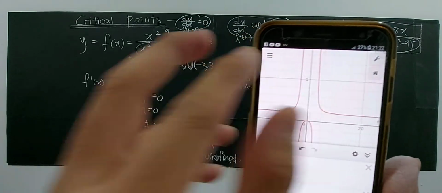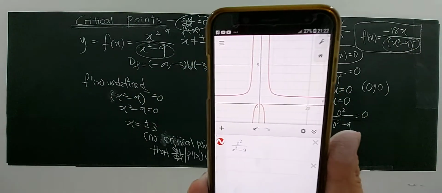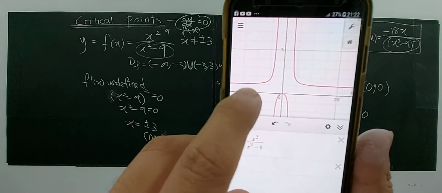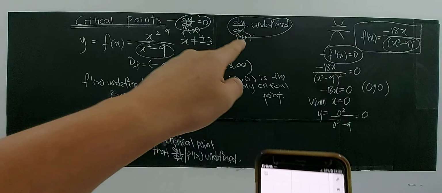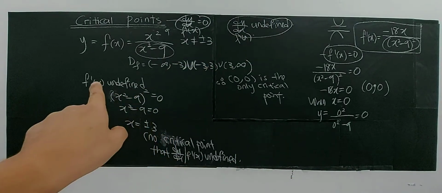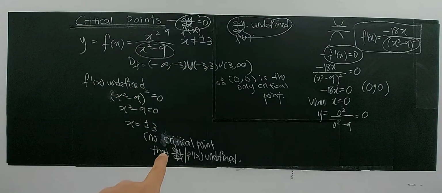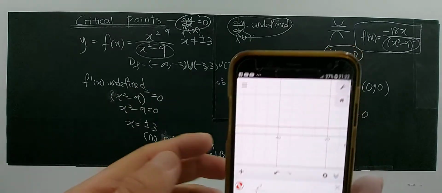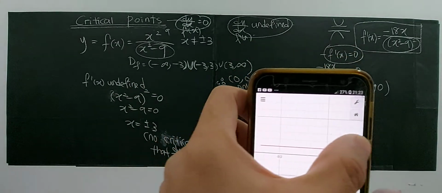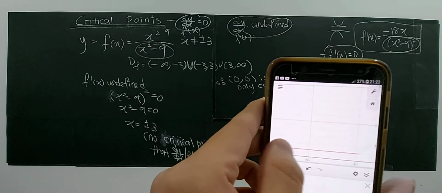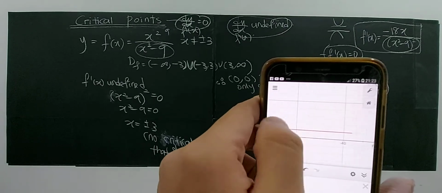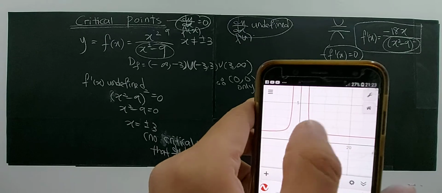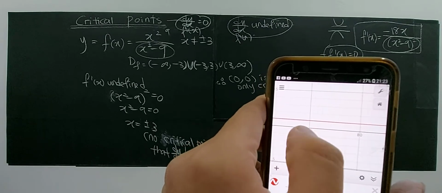So I zoom out. Can you see the graph? There are no critical points with dy/dx undefined. If f prime x is undefined at a point on the graph, then that will be a sharp point. If you look at the graph here, there are no sharp points. You can scroll everywhere up to infinity and there are no sharp points, on the right or on the left.